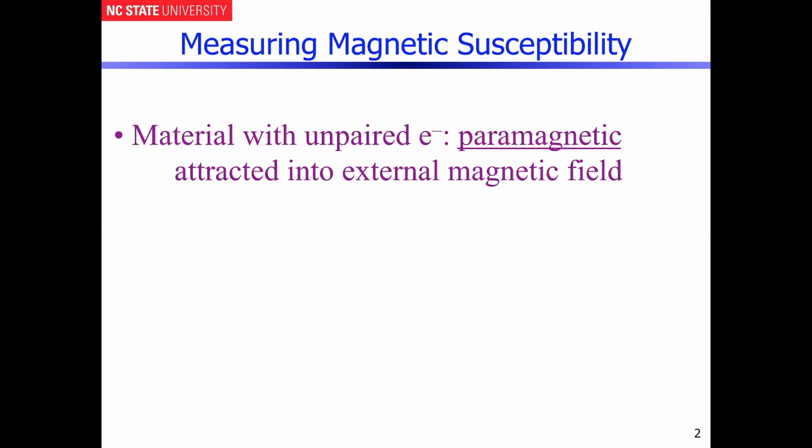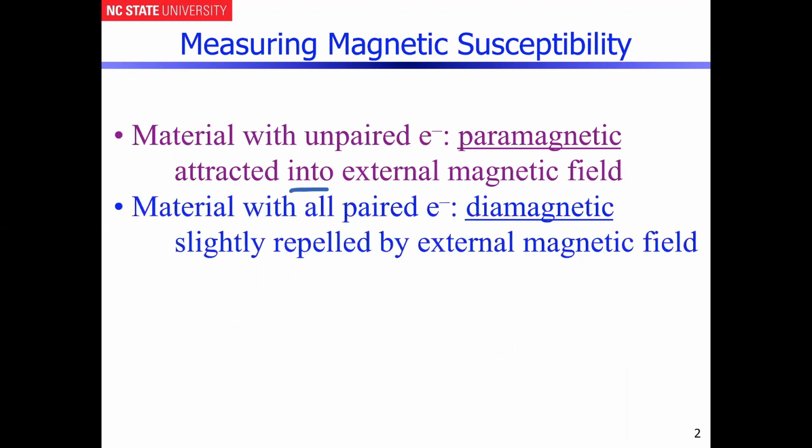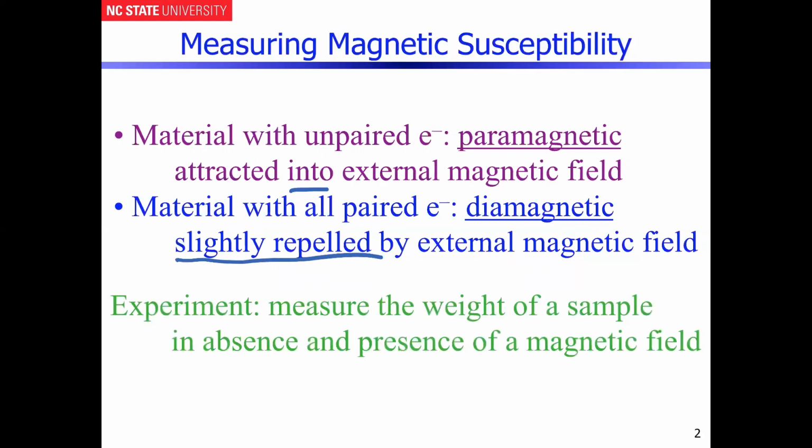So materials with unpaired electrons are paramagnetic, as we've discussed before, and they get attracted into an external magnetic field, whereas when you have materials that have all paired electrons, those are typically called singlet states, and those are diamagnetic, and then they're actually slightly repelled by the application of an external magnetic field.